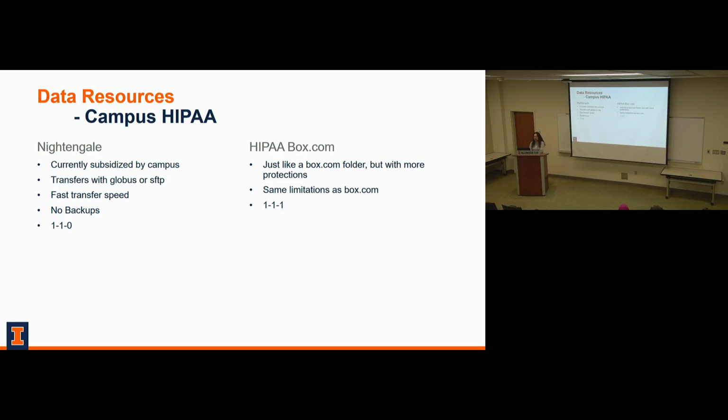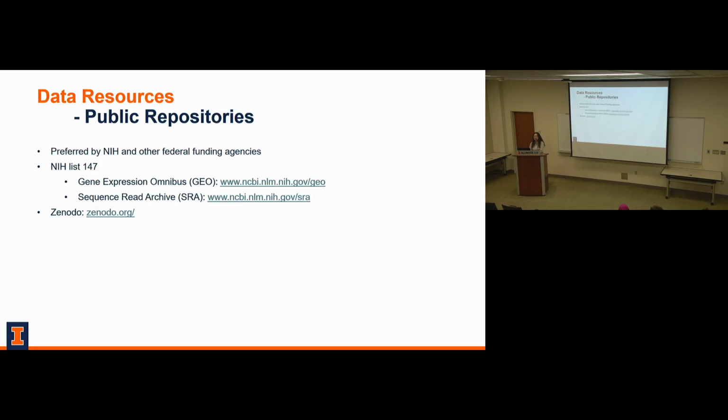So besides, there are some public repositories that are available. The public repositories are preferred by NIH and other funding agencies. NIH itself has 147 repositories listed. Commonly used here in IGB are GEO and SRA to deposit sequencing data. And another popular one, not hosted by NIH but by a European organization, is Zenodo.